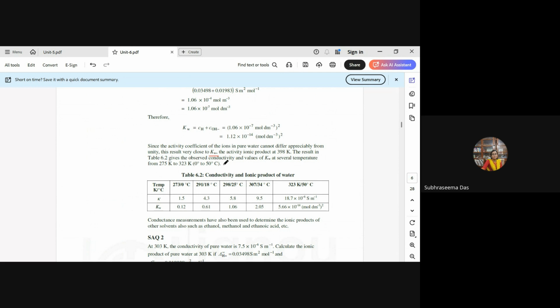So we see here the conductivity and ionic product of water at different temperatures. It has been shown, and we can see there is almost no difference in their values.